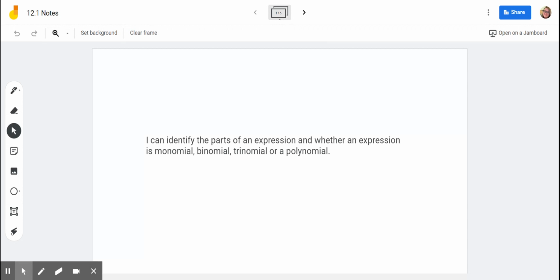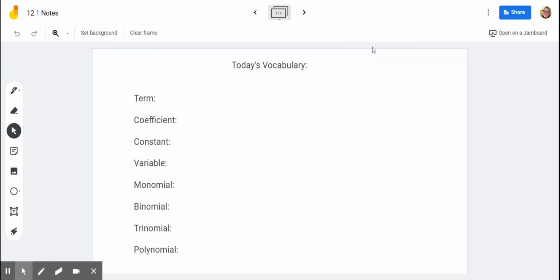So today what we're talking about is parts of an expression and whether an expression is monomial, binomial, trinomial, or a polynomial, okay? So we're talking about polynomials today. We've already talked about parts of expression all the way back in August, so we're just going to go over that. For today's vocabulary, these are the things we're going to be talking about: term, coefficient, constant, variable, monomial, binomial, trinomial, and polynomial. Okay, so I'm going to go ahead and just define these for you.